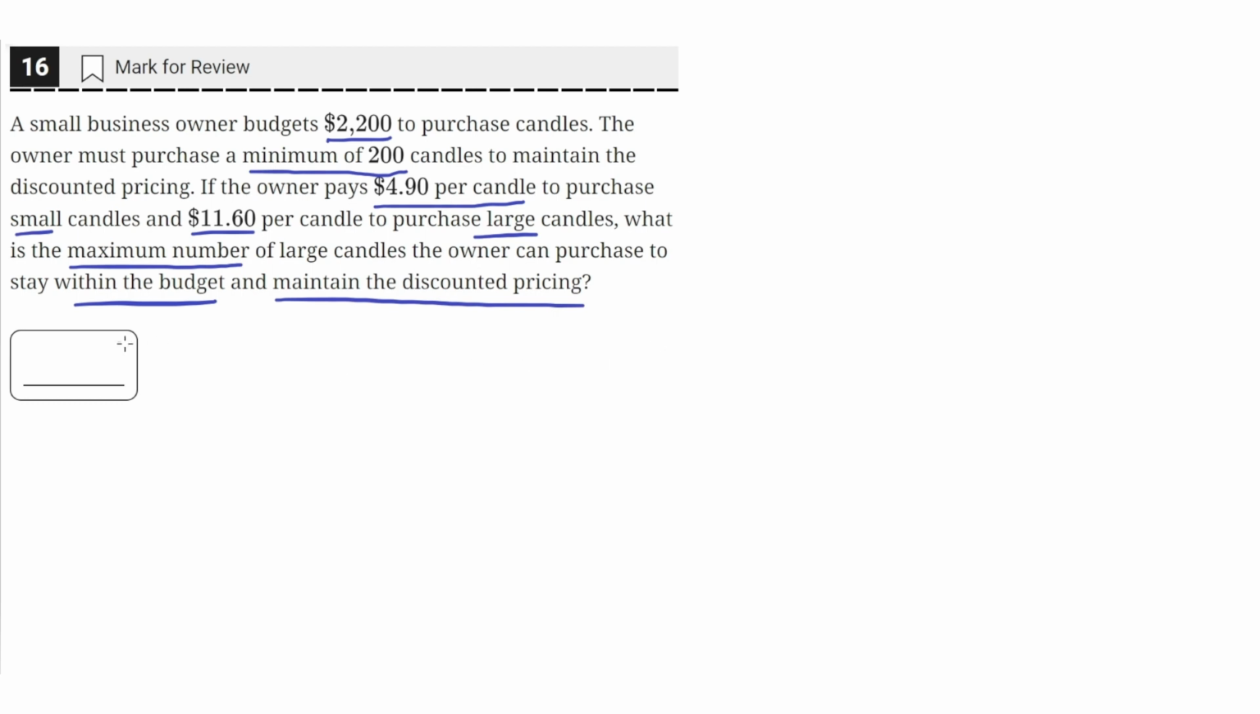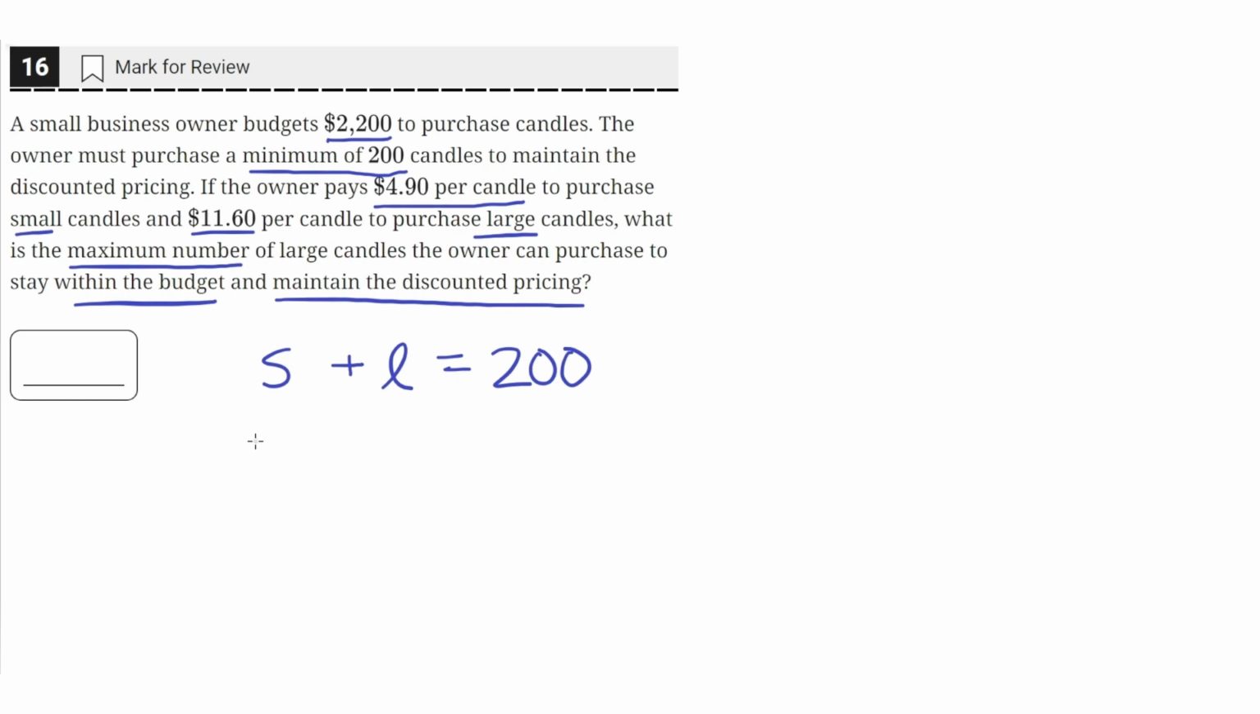Okay, so we have to meet two constraints here. The budget is 2,200, and we need to purchase at least 200 candles. So we can express this with two equations. We'll say that x, or better, let's use S for small candles and L for large candles. The number of small plus large, let's say for now that they just add up to 200.